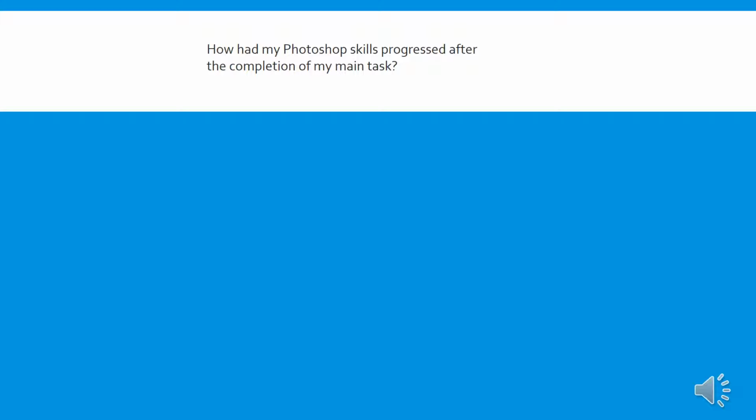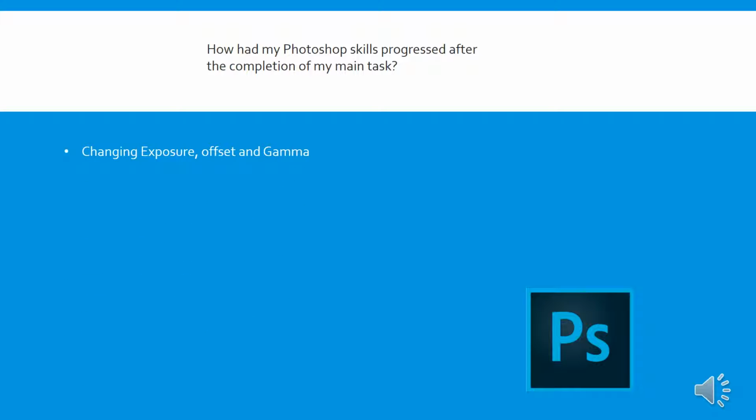After the completion of my main task, I felt I had learnt a considerable amount more, especially about Photoshop, editing pictures in different and creative ways, changing exposure, offset and gamma, brightness, contrast and curves, liquefying and distorting images when needed, even though it wasn't especially helpful. Creating clipping masks, meaning I could create cool looking effects using a beach image as a colour for the word beach, for example, if I wanted to.